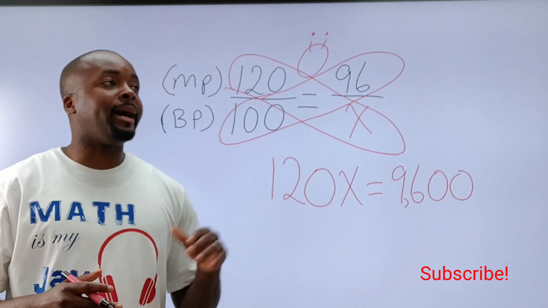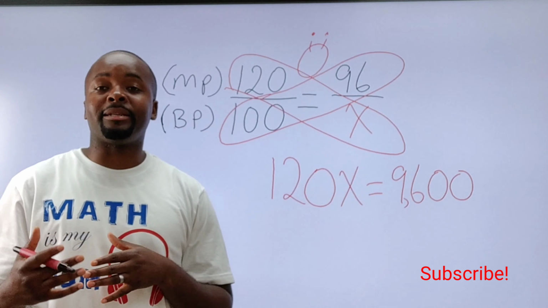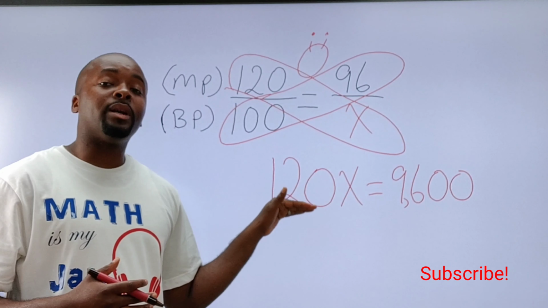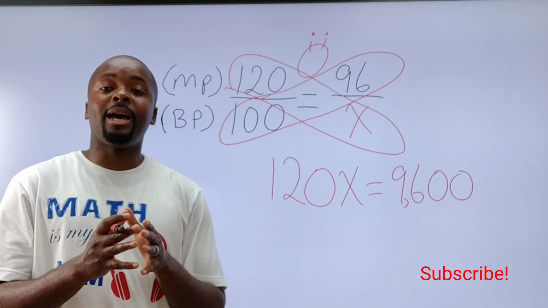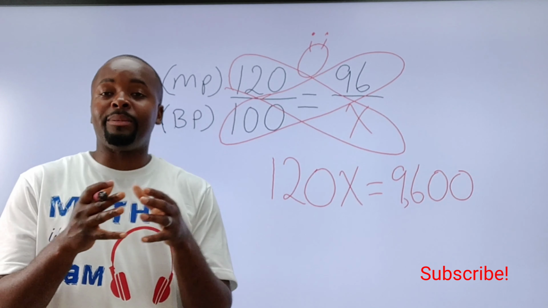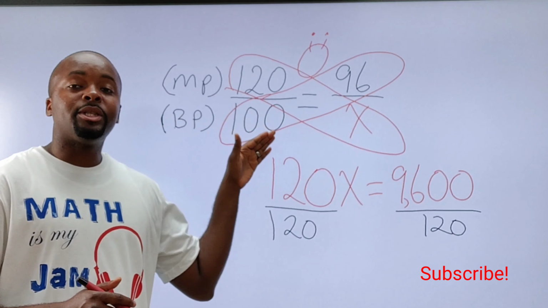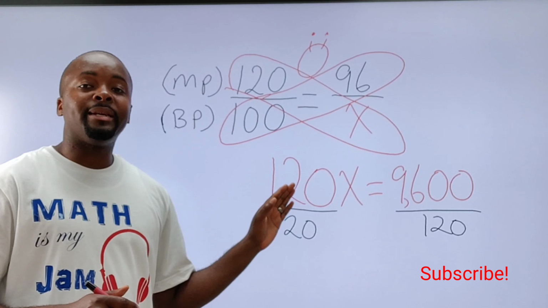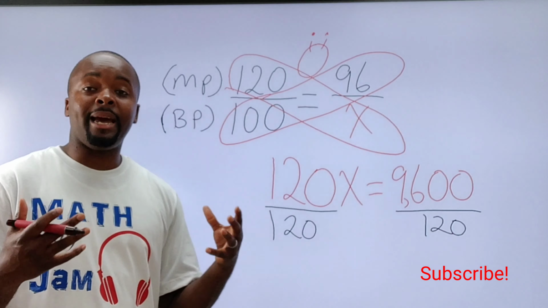So when I multiply 100 times 96, I got 9,600. And so for the new equation, I have 120x equals 9,600. Now I can go ahead and isolate my x, and I can solve for x. So 120 divided by 120 equals 1. So what we have left is 1 times x. And we know that 1 times x equals x.